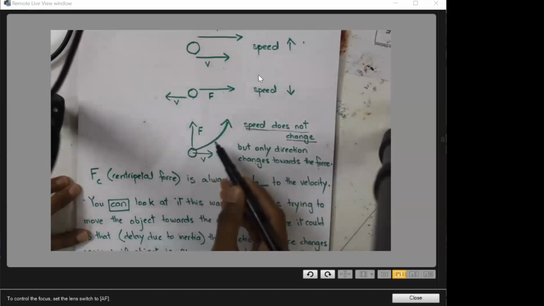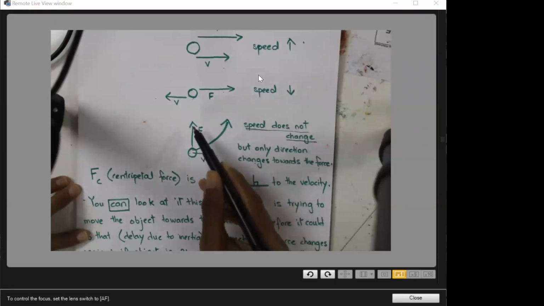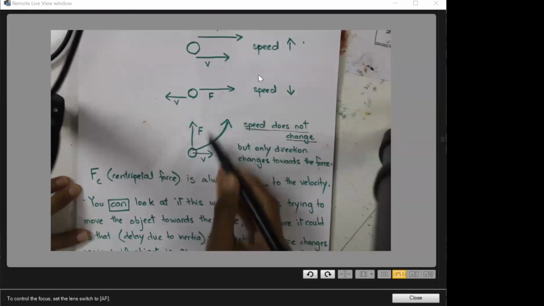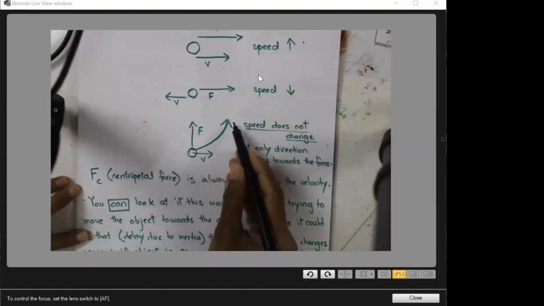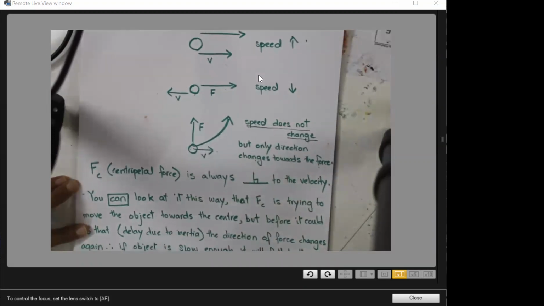So there are two forces battling here with each other. One is inertia, which is resisting the change. And this centripetal force is trying to bring it towards the center of the circle. And so the combined effect is that there is a curved path, a curved trajectory of the ball.